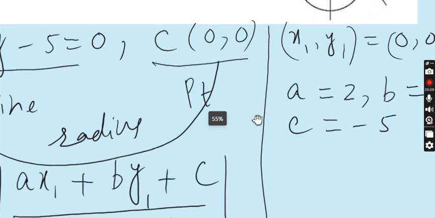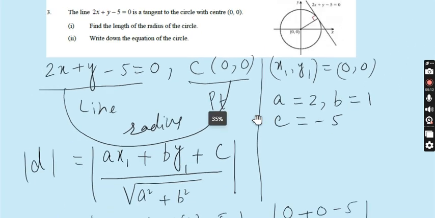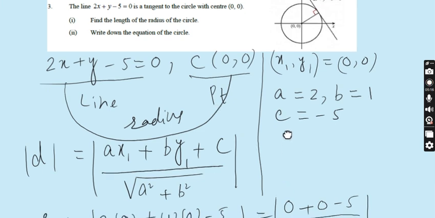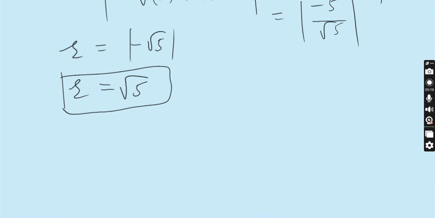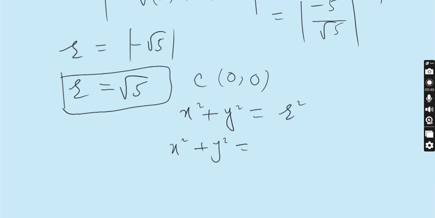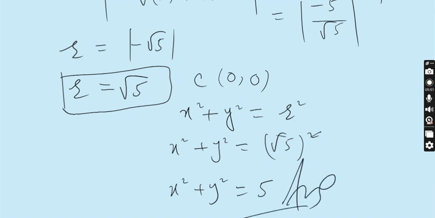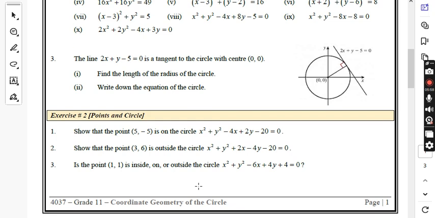The second requirement is to write down the equation of the circle. Very easy. If we have a center which is given as 0, 0, then the equation of the circle should be x square plus y square equals r square. So x square plus y square equals root 5 square. The square and root cancel, so x square plus y square equals 5. This is our final answer of question number 3.